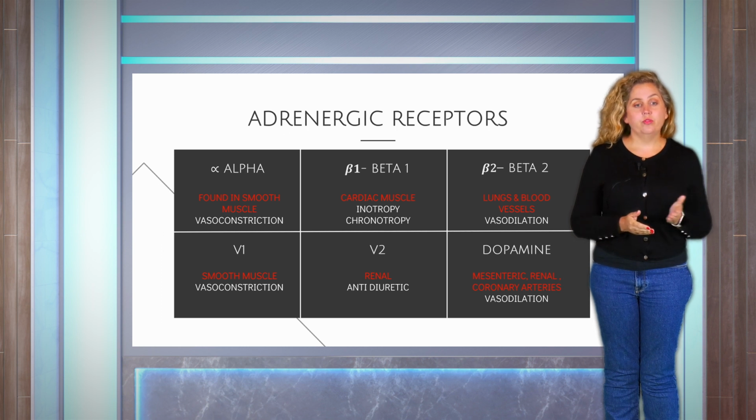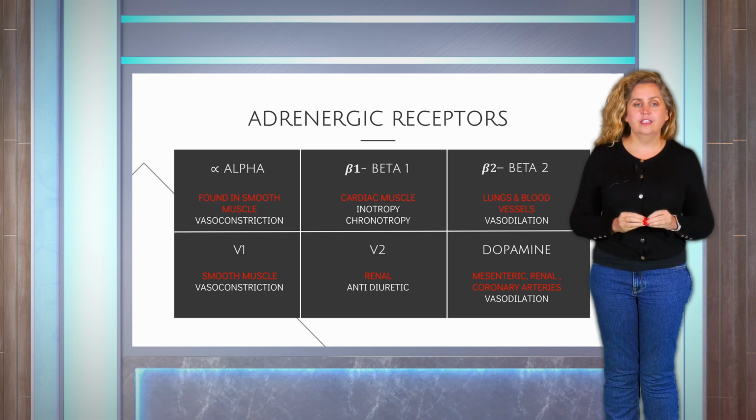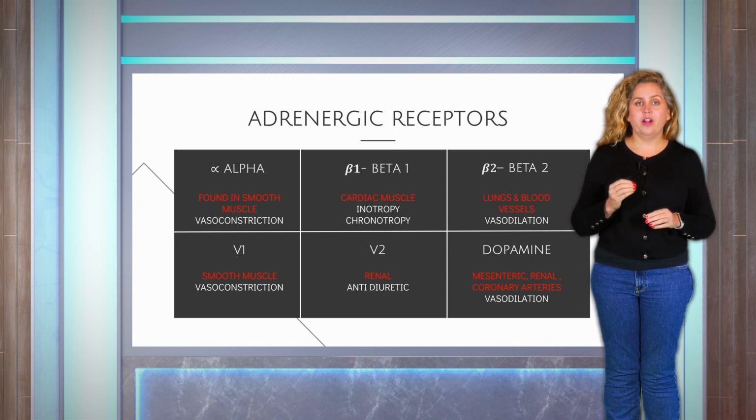Okay, and then the last three, which we're not going to focus on that much, they're a bit less common, but we've also got V1 adrenergic receptors, which are also in our smooth muscle, also will cause vasoconstriction. V2 is in our renal, which will cause an antidiuretic effect and retain water. And then we've got our dopamine adrenergic receptors, which are in our mesenteric, renal, and coronary arteries, which will cause vasodilation if they are stimulated. So it's very important to know these because our inotropes all work in different parts here, and we need to choose the right one for our patient's problem.